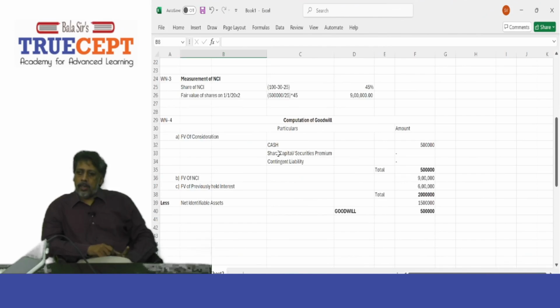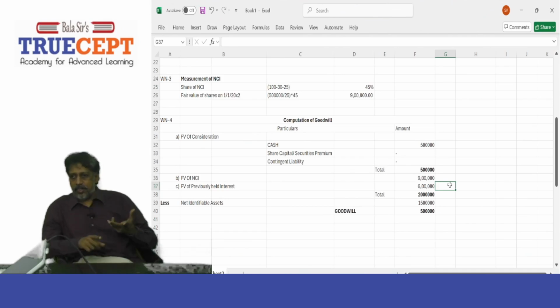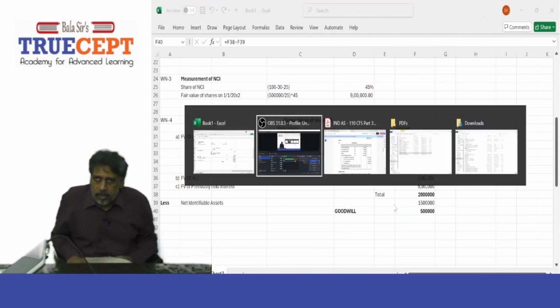Next, computation of goodwill, that is para 32. What is A1 amount? It is 5 lakh. And what is A2? 9 lakh. And A3? 6 lakh. You know what is A1? The consideration. And then what is A2? Non-controlling interest. And then A3? Previously held equity interest, fair valued. Add all the 3 minus net identifiable assets. Exactly, 15 lakh. And you get a goodwill of how much? 5 lakh. Now let us see the journal.